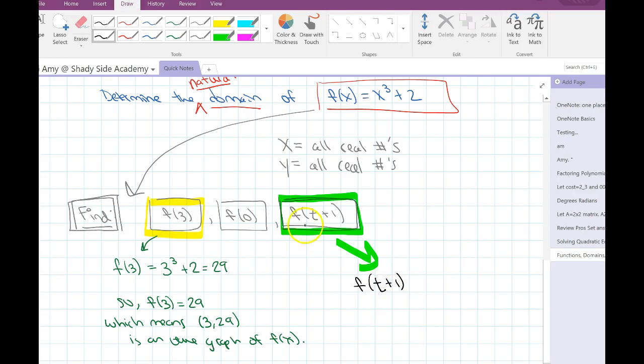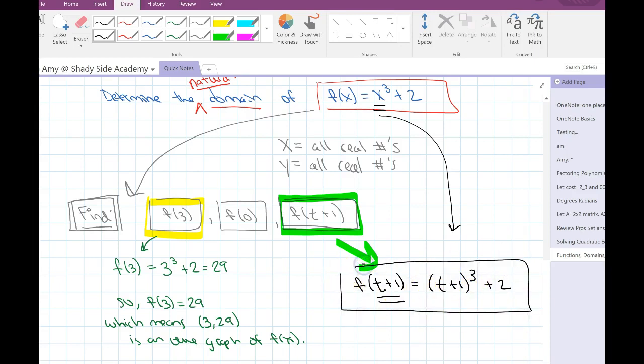Well, f of t plus 1 is saying, in function f, please input t plus 1 wherever I see x. So f of t plus 1 will equal (t plus 1) cubed, because t plus 1 is being substituted for x, plus 2. If I really felt like simplifying, I could multiply this binomial out, cube it, and then add 2. I'm not going to do it, though. So here is f of t plus 1.